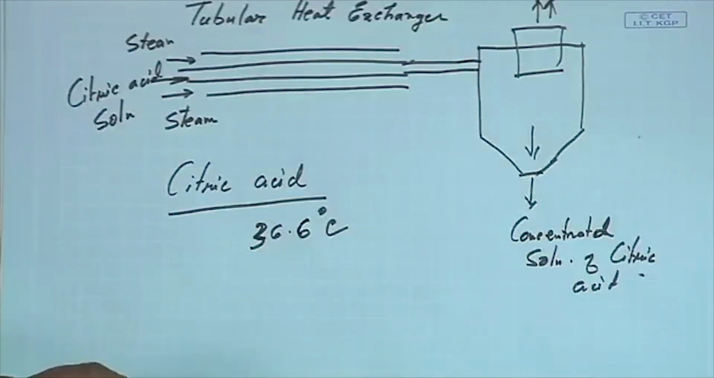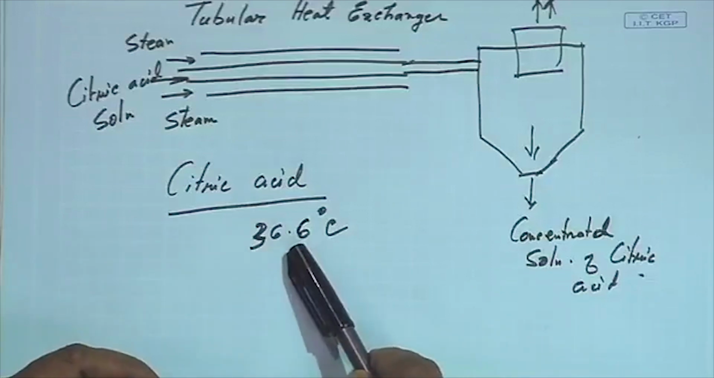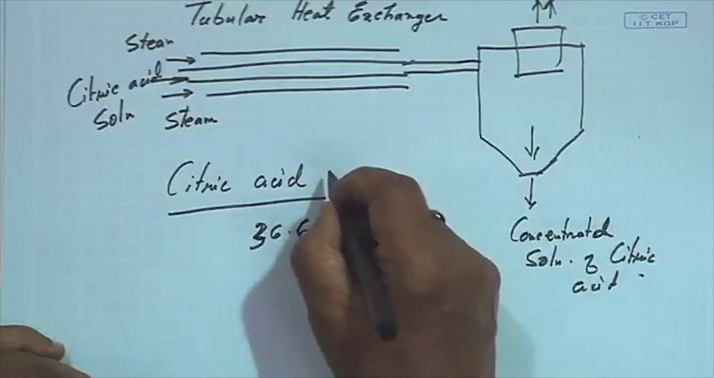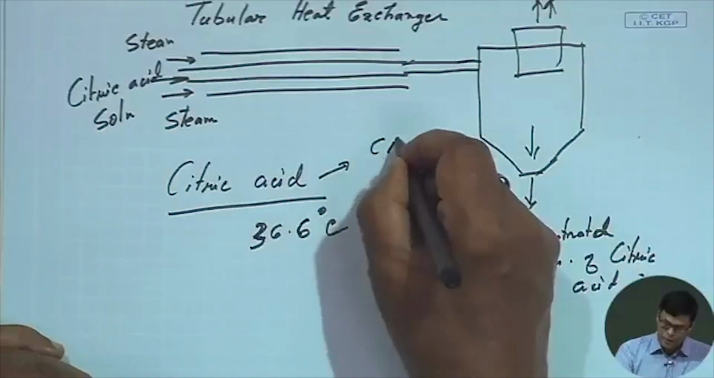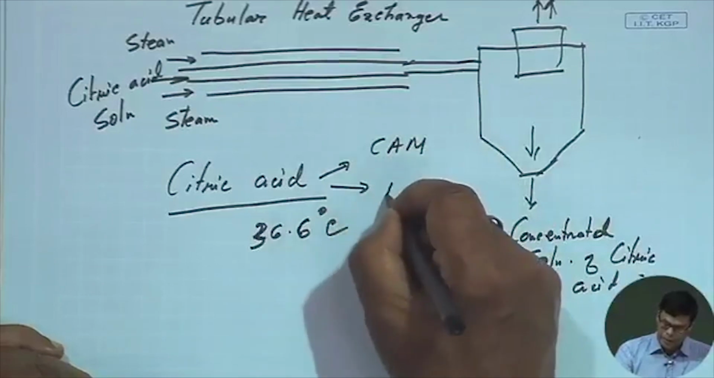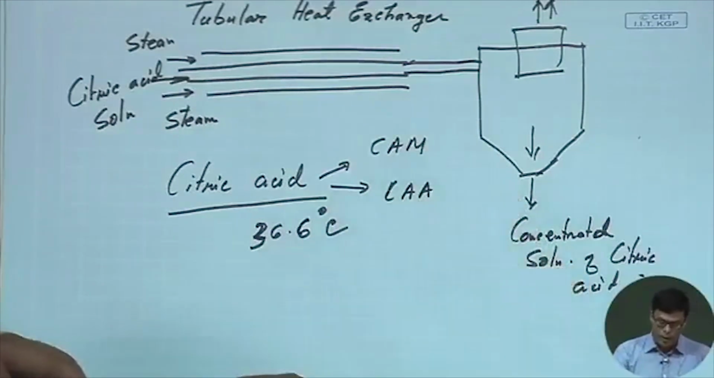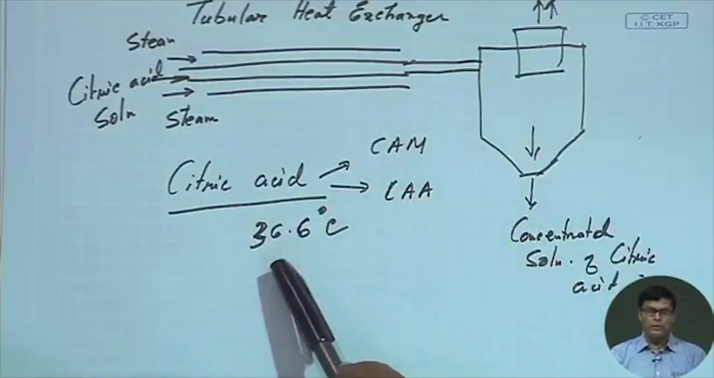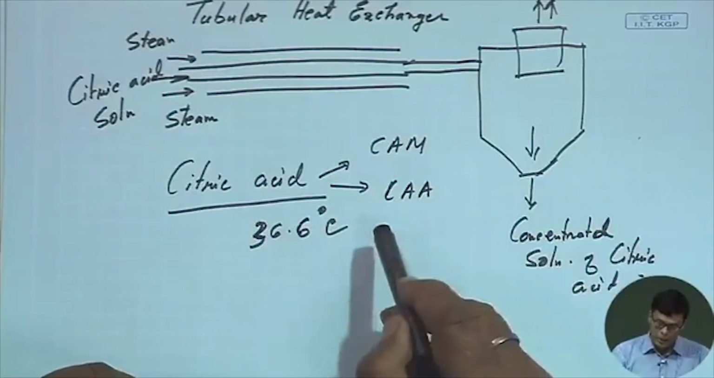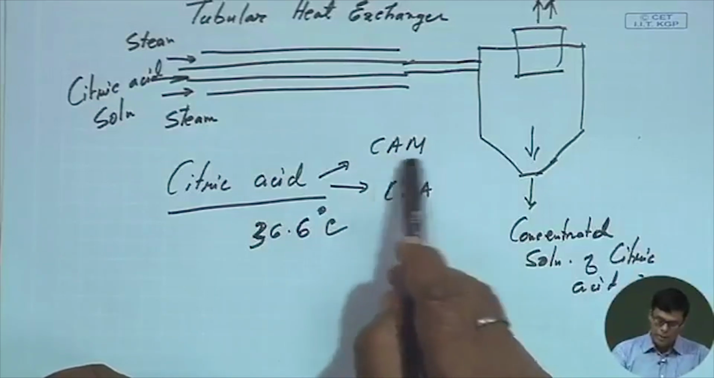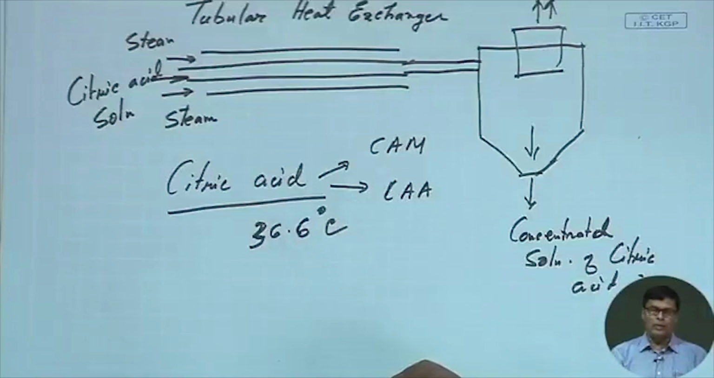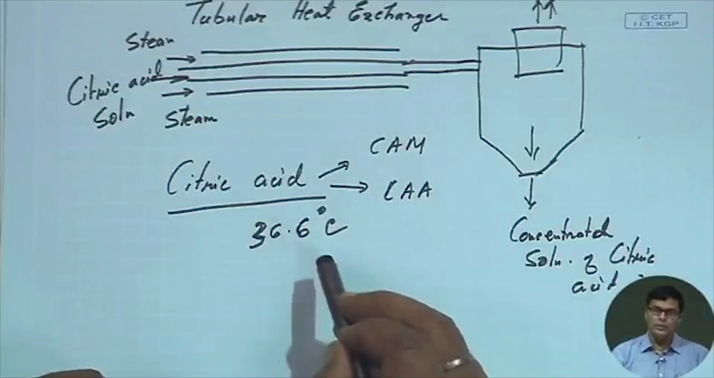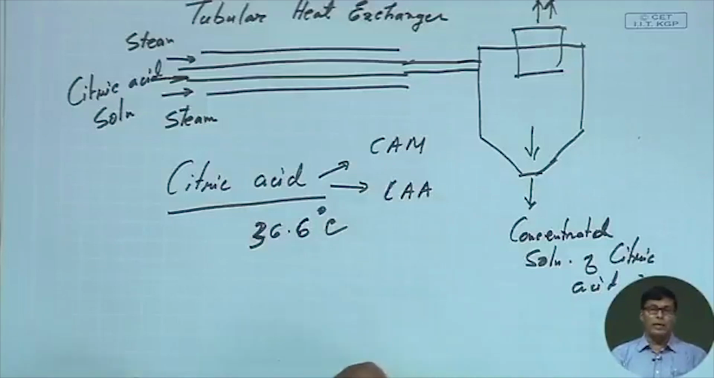What does it mean? Above 36.6 degrees centigrade, citric acid is available in two different forms: citric acid monohydrate and citric acid anhydrous. If the temperature is more than 36.6 degrees centigrade, we get citric acid anhydrous, and if we keep the temperature less than 36.6 degrees centigrade, we get CAM. So usually at low temperature, crystal formation takes place, and we prefer to produce more crystals.